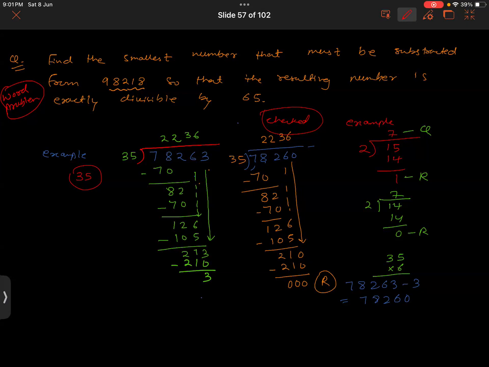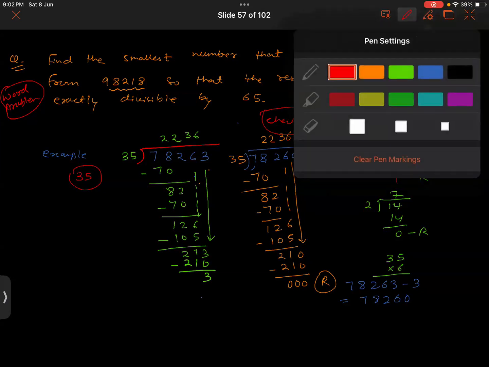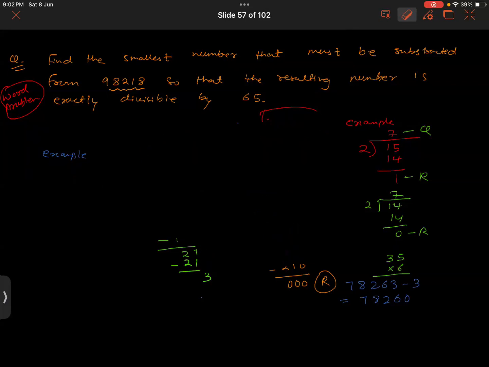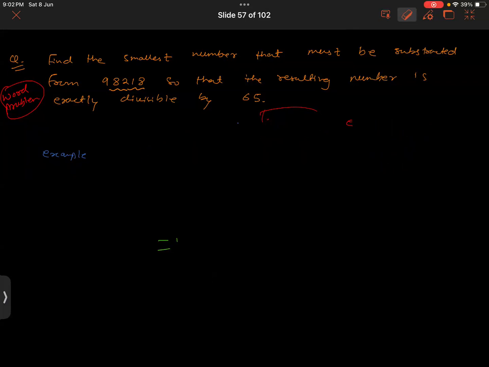Yes. Good. If you understood it, the same question you have to do. I'm erasing these examples. Sumaya and Habib, both of you quickly try to solve it as fast as you can. The method is the same as division. First of all, you do the division, and whatever remainder comes, subtract that remainder from that number. Basically, your remainder is the answer.